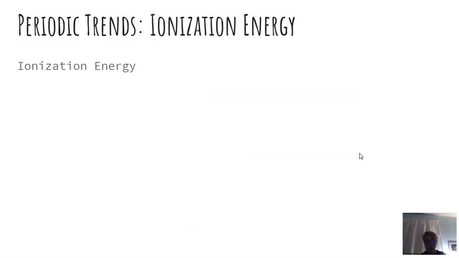And last of the periodic trends is ionization energy. Ionization energy is the energy needed to remove an electron from an atom. Ionization energy decreases going from top to bottom and increases going from left to right. An example would be when comparing helium to beryllium, helium has more ionization energy because it is higher and more right on the periodic table.